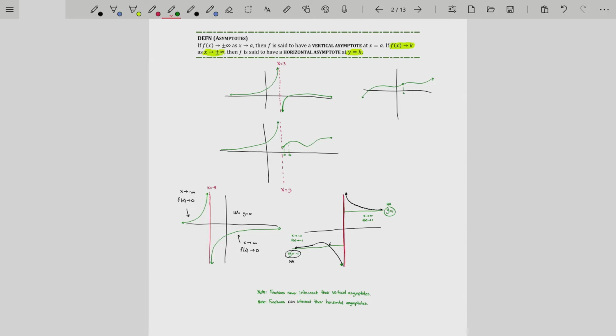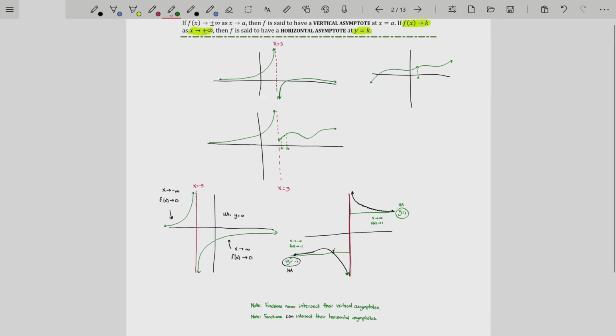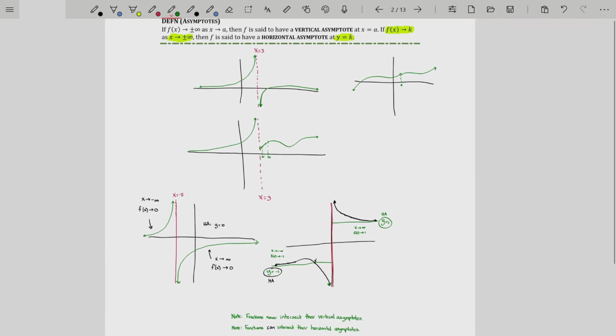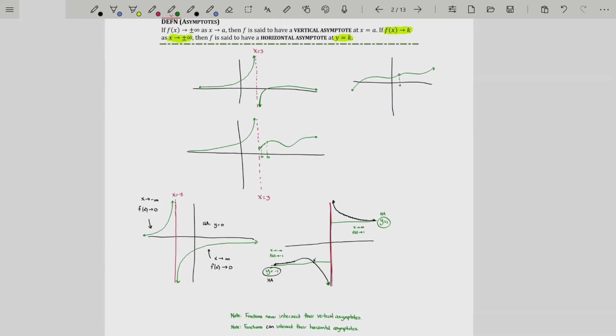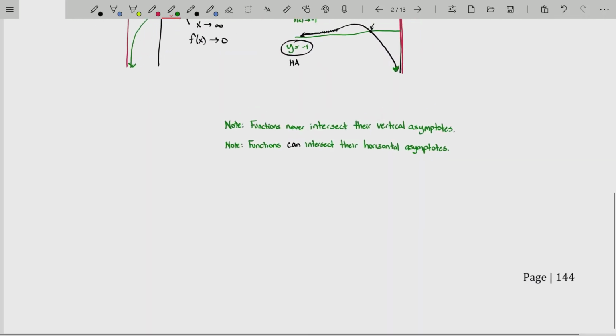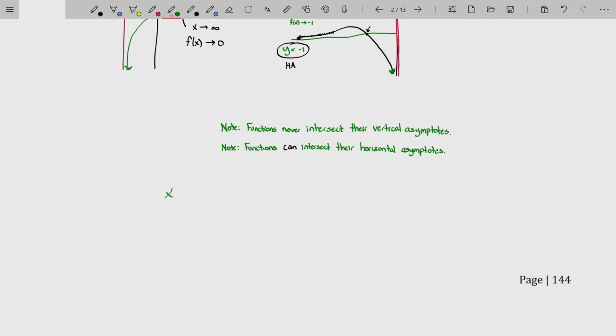Now, I do want to mention one last thing here. Not all functions have a horizontal or vertical asymptote. Rational functions generally have vertical asymptotes, but actually not necessarily, because, for example, the function x plus 1 over x squared plus 1, that function right there, does not have a vertical asymptote. It does have a horizontal, but it doesn't have a vertical asymptote.